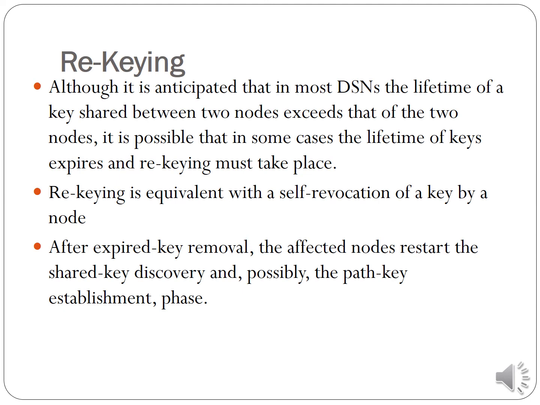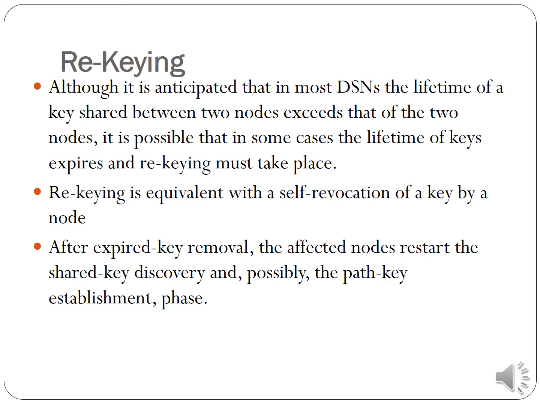In most sensor nodes, the lifetime of the key shared between nodes exceeds that of the two nodes. So it is possible that in some cases the lifetime of keys expires and rekeying must be done. Rekeying is equivalent to a self-revocation of a key by a node. After expired key removal, the affected nodes restart the shared key discovery. Possibly the path key is used.